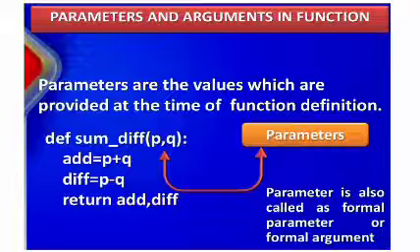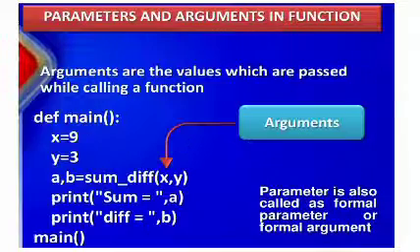Many times parameters are called formal arguments or actual arguments. The values given during the function definition are formal arguments, so p and q are called formal arguments. When we call the sum_diff function, what we pass are called actual arguments. Arguments are the values passed while calling the function, and these are called actual arguments.